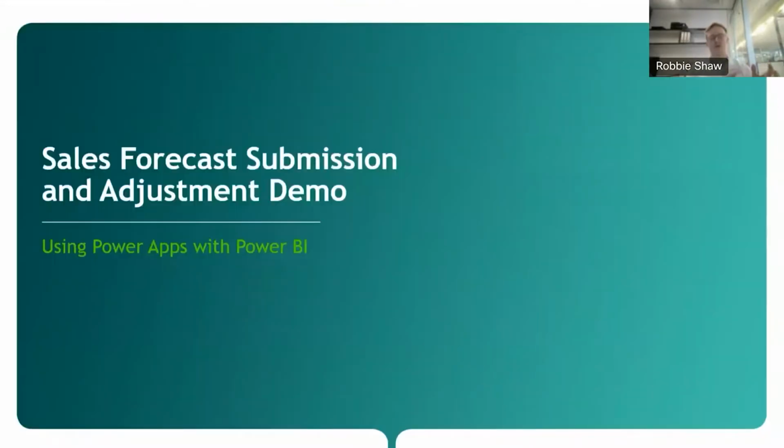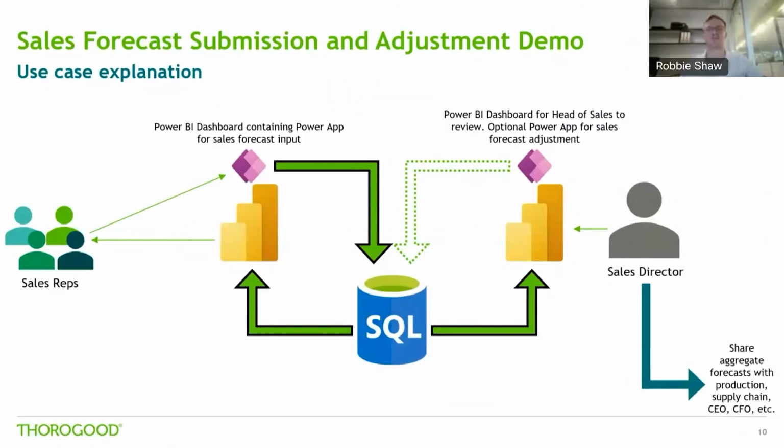So hopefully those past couple of slides have given you an abstract view of what PowerApps is, but really what can it do? And hopefully we'll get across a more applied use using this demo. So this demo is about sales forecast submission, yes, but also adjustment. So the idea is Thorogood is now a paper sales company. And we're using PowerApps within a Power BI dashboard to try and make the sales forecast submission and adjustment process as easy as possible.